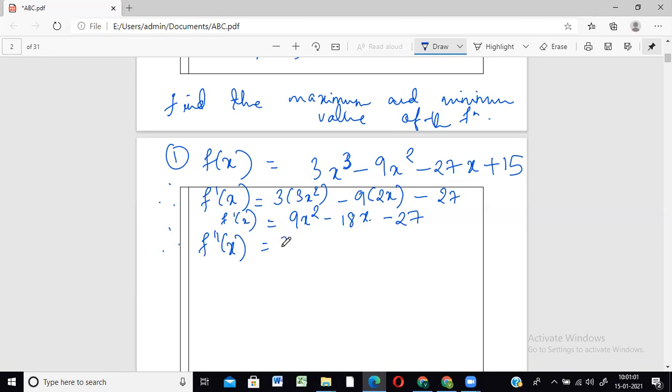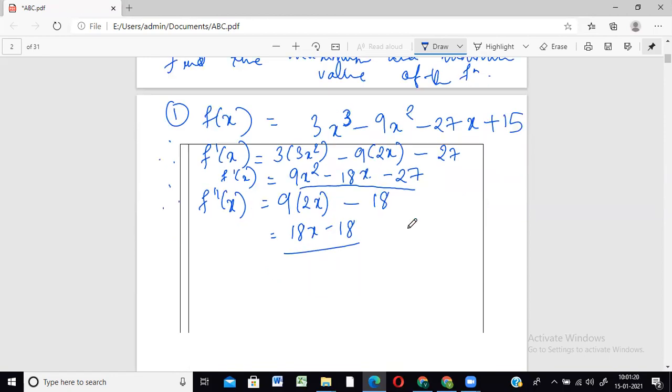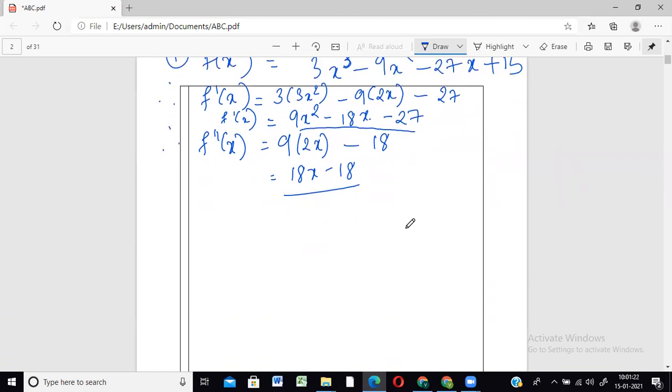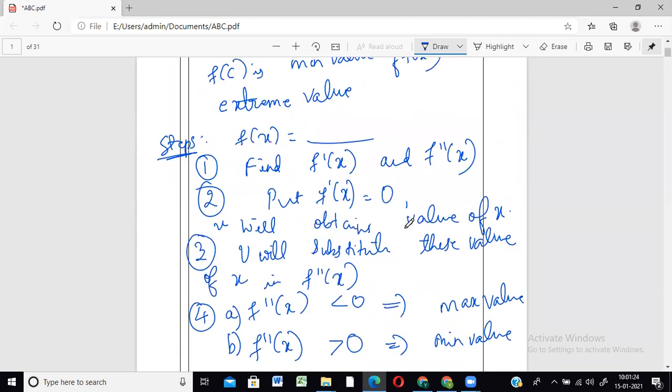So this will be 9, the constant as it is. X square ka I just told you, so that is equal to 2x minus 18 as it is, and this is a constant, so we'll leave it. So this will be 18x minus 18. So this is your f double dash x and this is our f dash x, correct? Yes. So what our first step was to find out f dash x and f double dash x. This step is done.